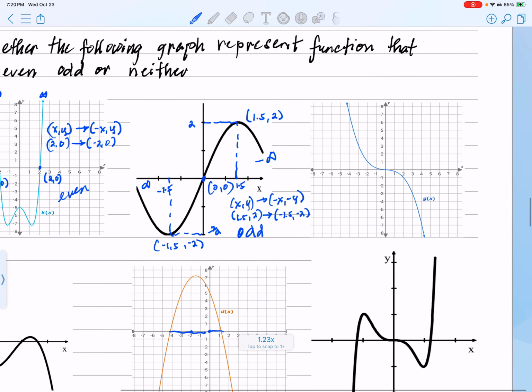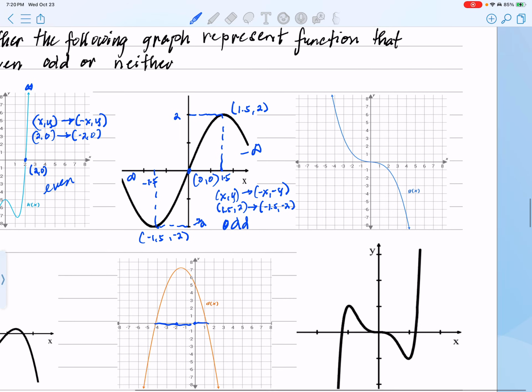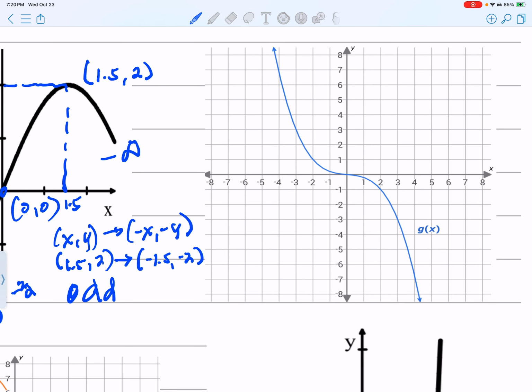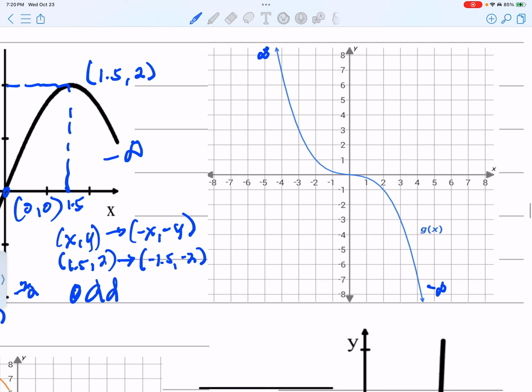Next. Okay, let's have this. All right, you can tell the opposite end behavior. This is odd. Okay, let's check how odd is odd.